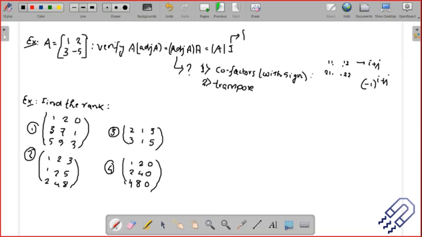Okay, so this is, sorry, 1 0 0 1, right, and so on. So practice similar sums. Okay, this is 2 by 2. You can practice 3 by 3 and so on.